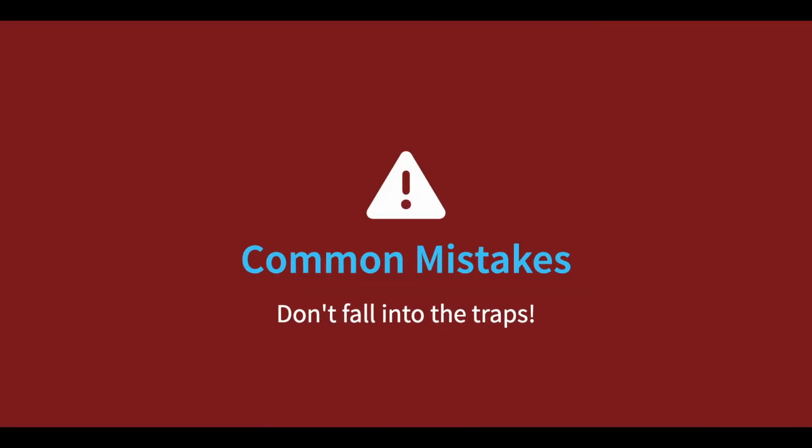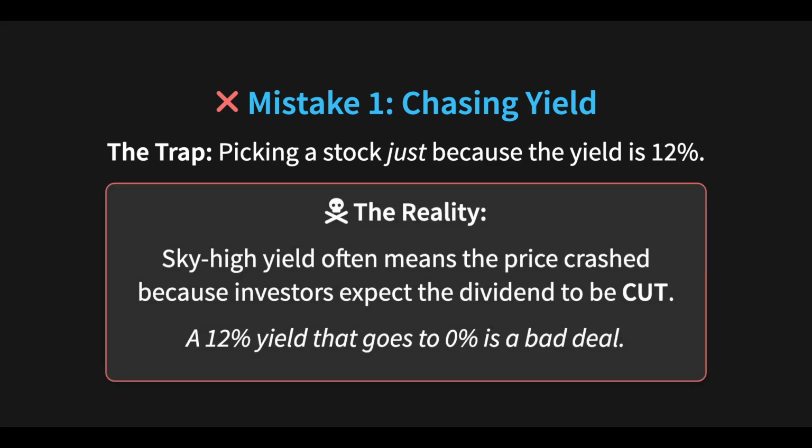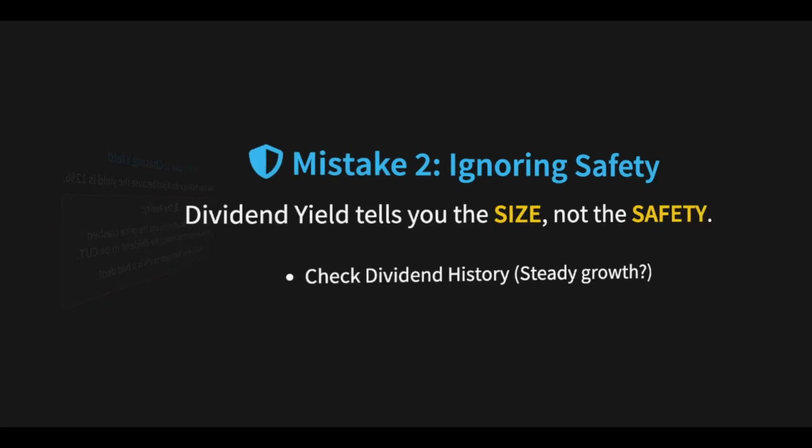This brings us to the danger zone. Let's look at the common mistakes beginners make. Mistake number 1 is chasing the highest yield. The trap is picking a stock just because you see a massive number, like 12%. Here is the reality check. A sky-high yield often means the price has crashed because investors expect the dividend to be cut. A 12% yield that gets cut to 0 is a terrible investment.